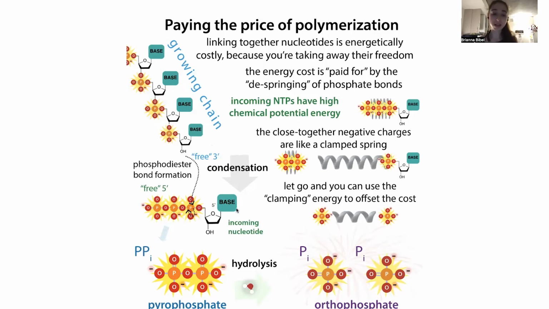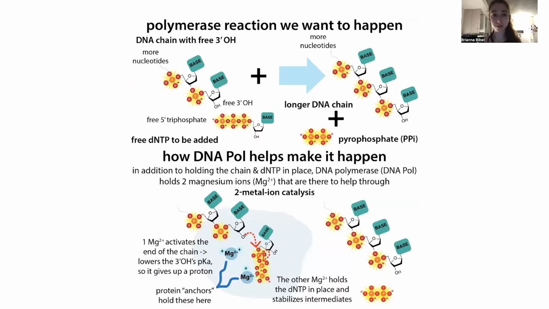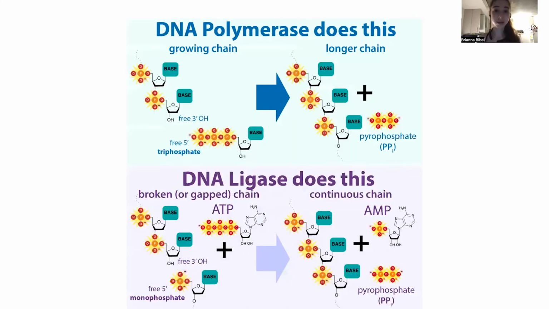But what happens is that you are breaking this bond, you're getting this pyrophosphate, which can then hydrolyze, and you get orthophosphate. And so you get this big energy benefit, using this ATP or this NTP, these triphosphate groups. And the enzyme is going to help make that happen.